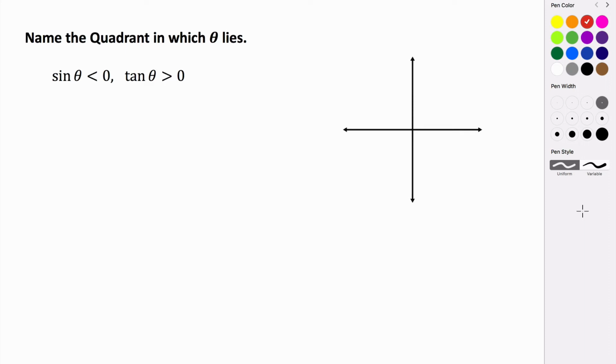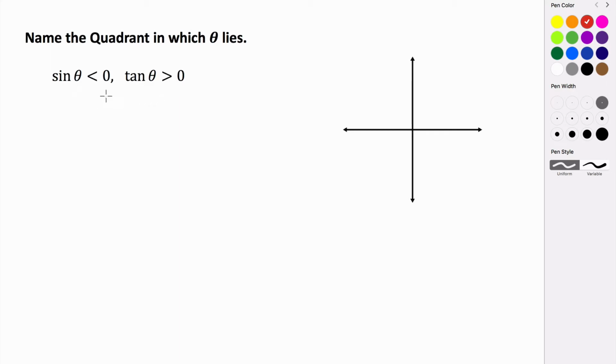In this video, we're going to look at using right triangles to find all of the remaining trig functions when we're given some information about our other functions. But first, we want to look at an example like this. It's asking us to name the quadrant in which our angle theta lies, and we're told that the sine of theta is less than 0 and the tangent of theta is greater than 0.